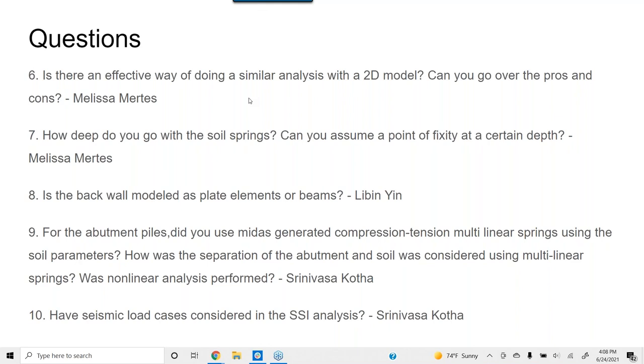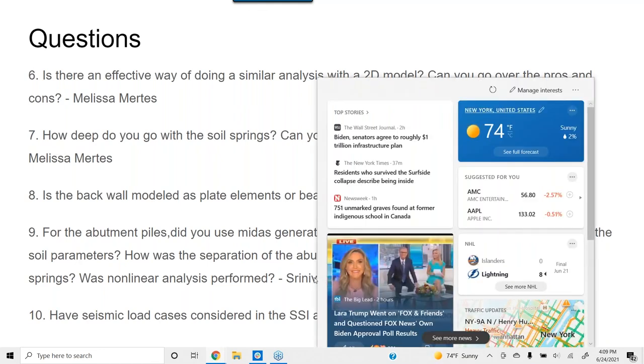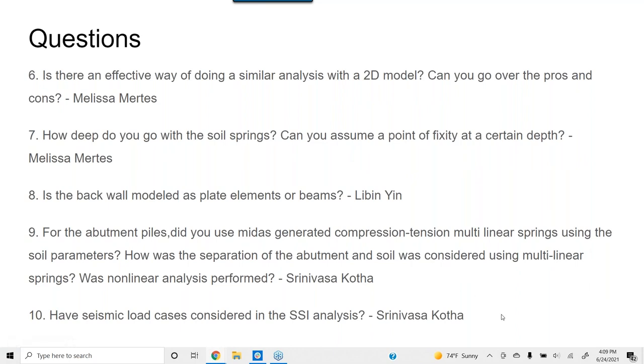Is there an effective way of doing a similar analysis with a 2D model? I think for the abutment, you have different methods. You can either define the soil spring property like what I did, or you can use a linear node to define the passive earth pressure behind the abutment.